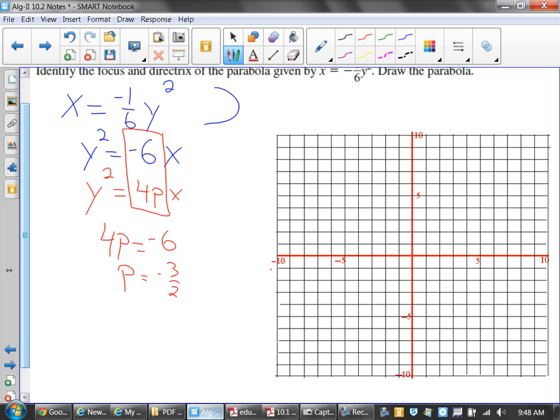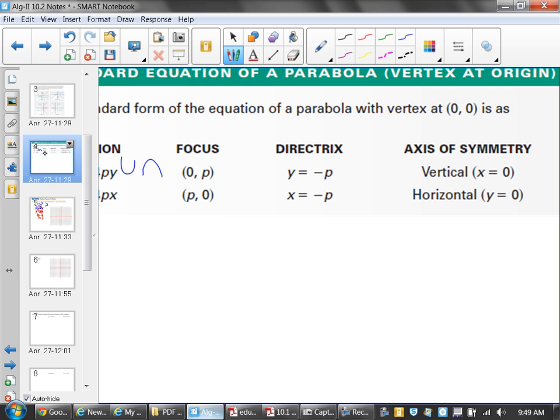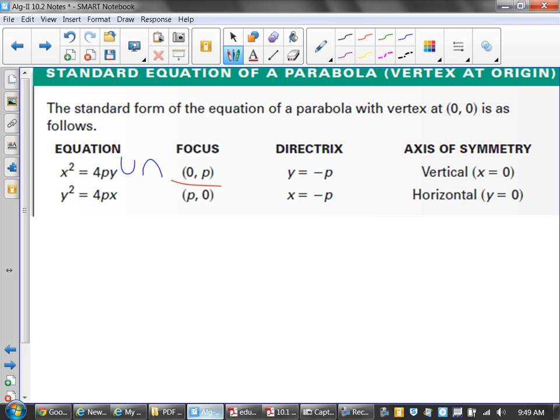What I'm doing here is I'm just figuring out what the p value is now, because I know that my vertex for the parabola itself is going to go through the origin. The p value is going to allow me to find the ordered pair for the focus. And then the opposite of the p value gives me my directrix. So the focus is at 0 and -1.5. The focus will then be at -3/2, and your directrix would be at +3/2.